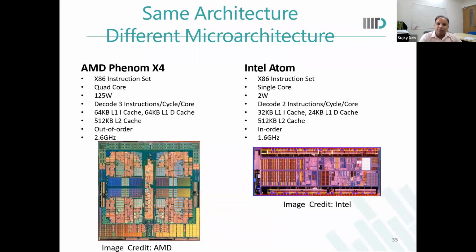The L1 cache size for AMD is 64 KB for instruction and data, both 64 KB. Intel has 32 KB of instruction cache and 24 KB of data cache. AMD also has 512 KB of L2 cache, and the L2 cache size is the same for Intel Atom as well. AMD is an out of order processor.